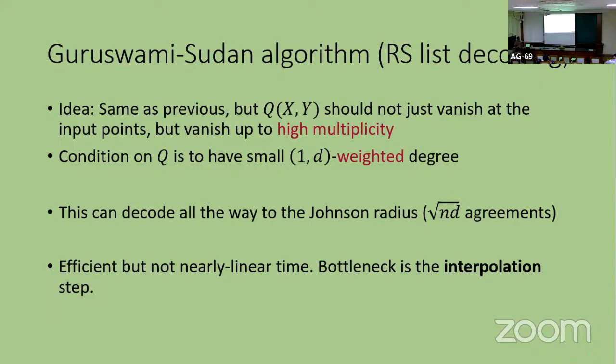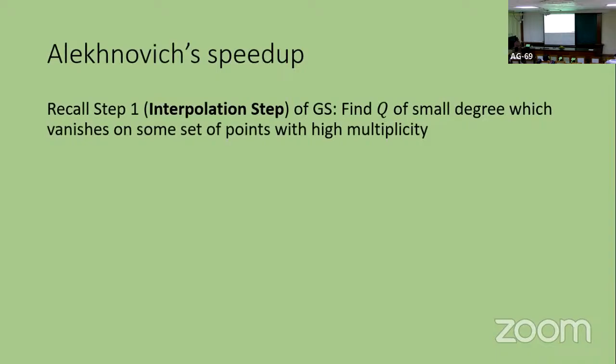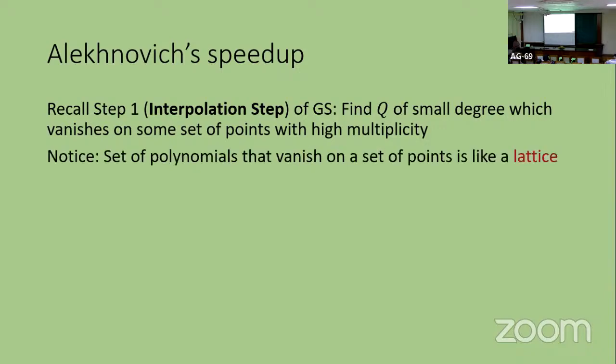The bottleneck is the interpolation step 1. Step 2, the factorization step: many of our smartest minds have been working on factorization. So the bottleneck was the interpolation step. Alekhnovich, a few years later, provided a speed up of this interpolation. If you recall, we wanted a Q of small degree that vanished on all of these input points. And what he observed was that the set of polynomials that vanish on these input points is like a lattice. Why is it like a lattice? You can add them, you can scale them, and they will still continue to vanish on these points. That's not going to change.